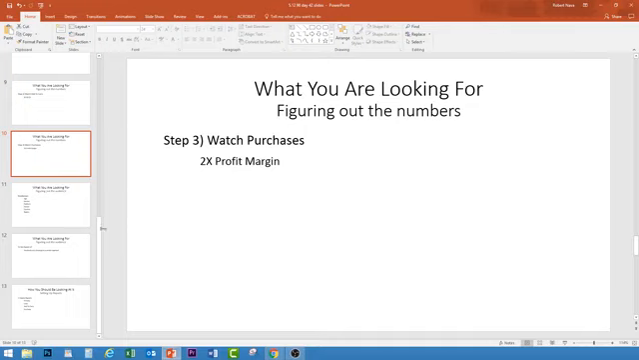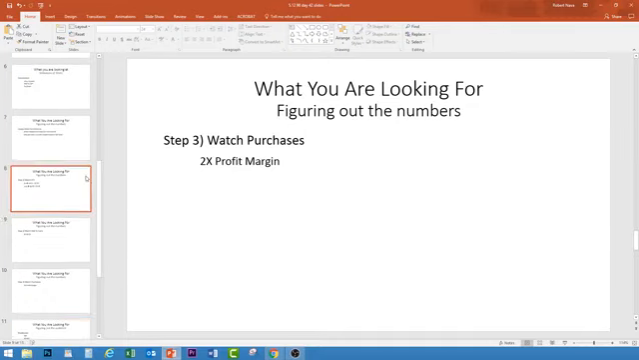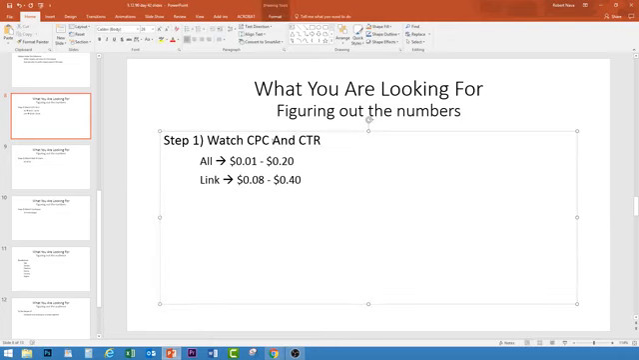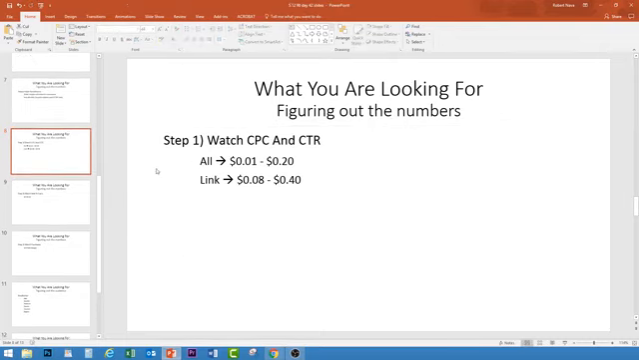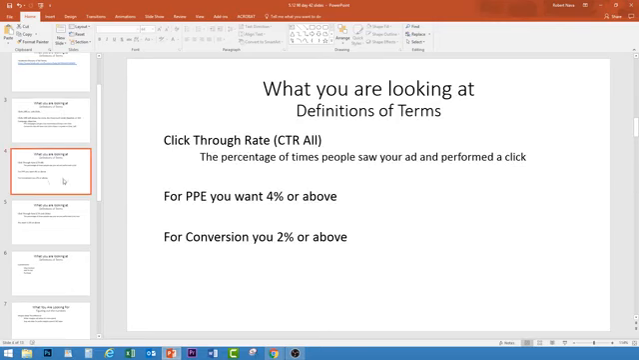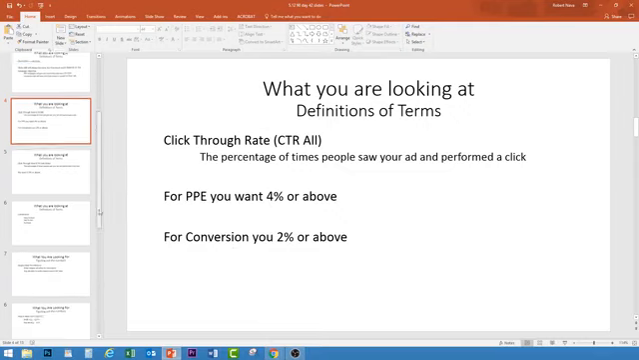Okay. So step one is to watch your cost per clicks. Step two, well, I guess I had the click-through rate in there. I'm going to put it back in there, the CTR, because we talked about the CTR back here, right? So you're going to watch your cost per clicks, but you're also going to make sure that your click-through rates are within the boundaries of these. If it's a page post engagement, you want above a 4%. If it's a conversion campaign, then you want above a 2%, right? So you're going to pay attention to those.